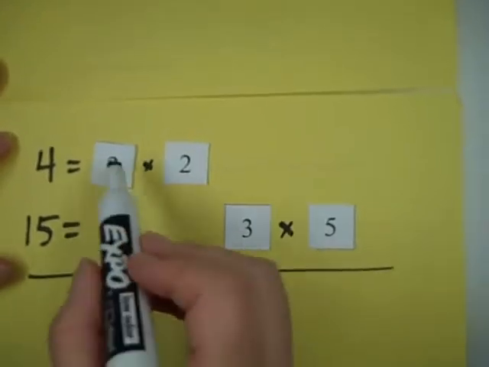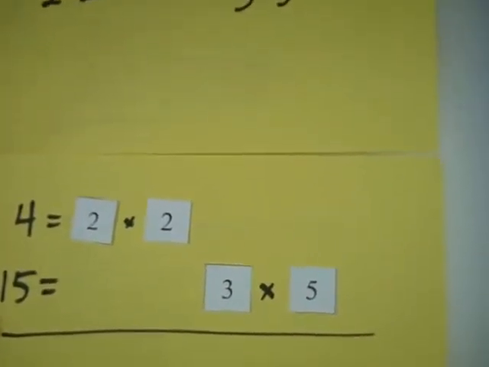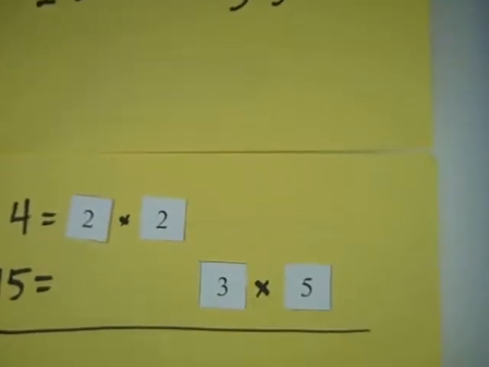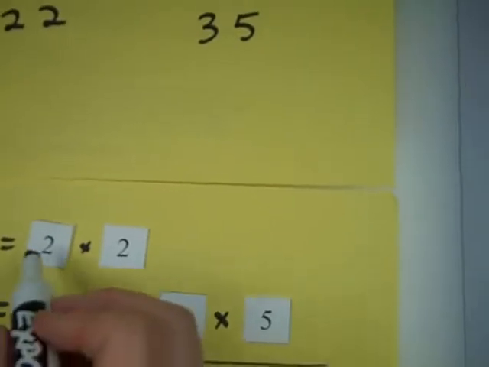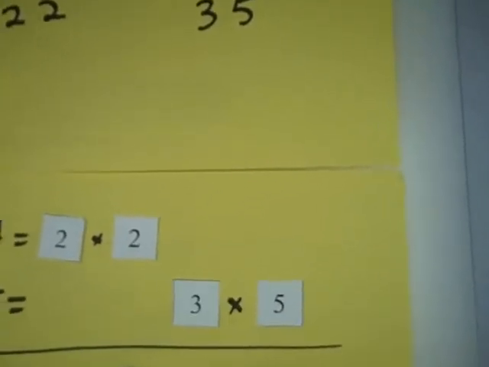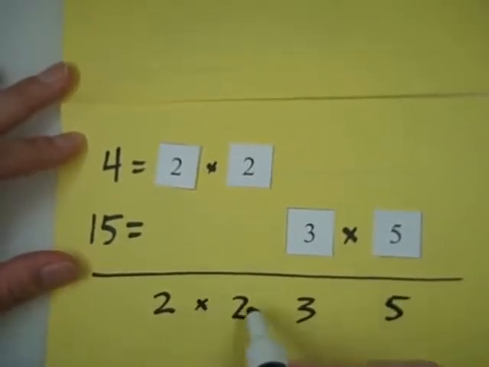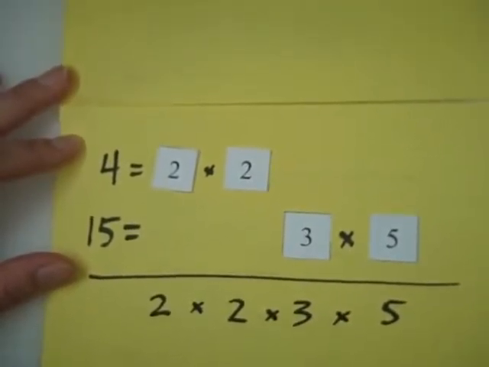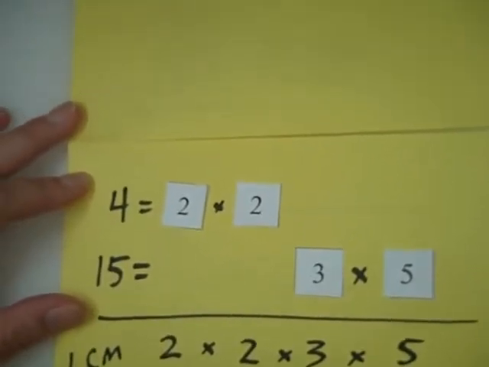And so instead of taking the common ones this time, it's like we're actually taking a union instead of an intersection. So in a union, remember, we just list everything that's in both. So if it's there, it gets listed. If it's there, it gets listed. If it's there, it gets listed. And so this one would be 2 times 2 times 3 times 5. And this would be the least common multiple. And if you do that, you get 60.